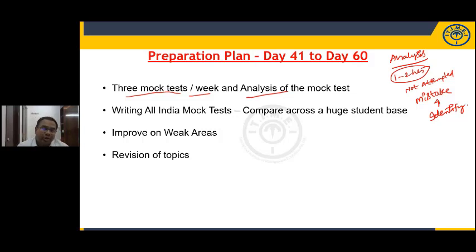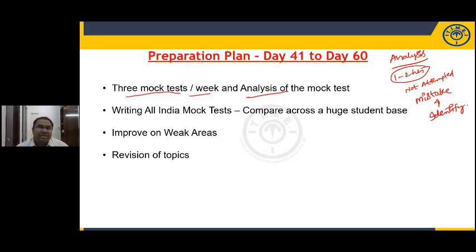And doing thorough analysis of this mock test, whatever you're writing in a week, 3, ideally. If you can write every day 1, nothing like that. But I'm saying ideally 3 mock tests, 3 analyses will definitely improve your overall score. So writing all India mock tests will also give you a chance to compare yourself across the students from Jammu to Kanyakumari, where you actually stand in the competition. That is important. In a competitive exam, it is always a relative performance.